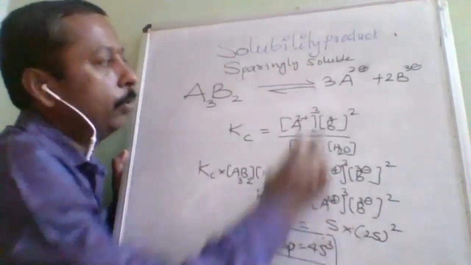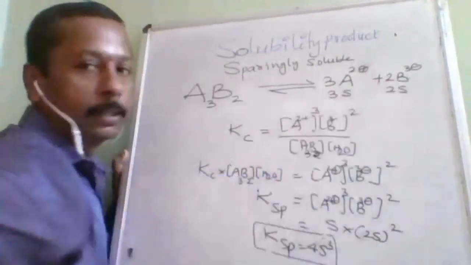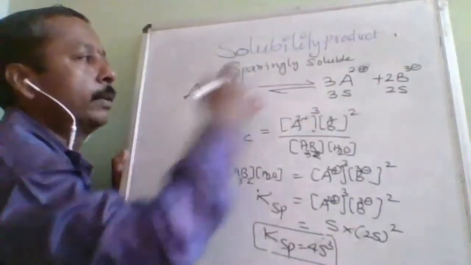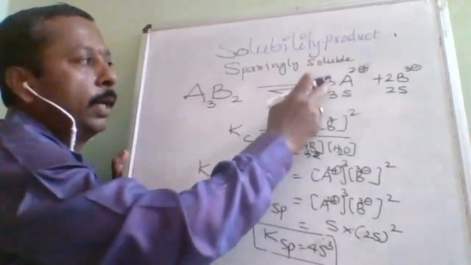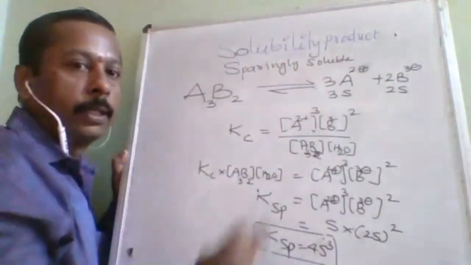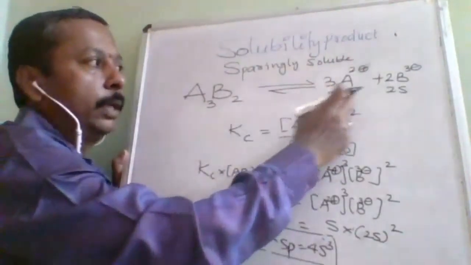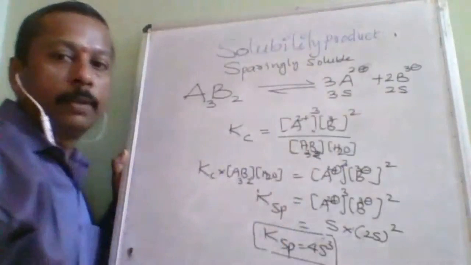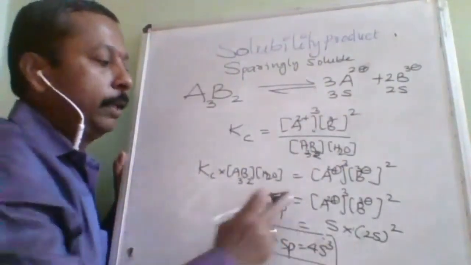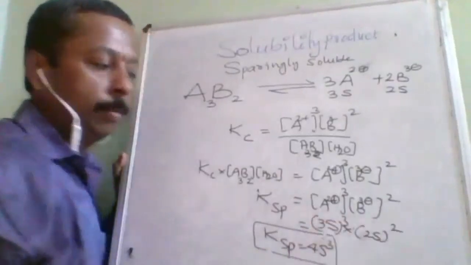So here A2 positive concentration will be 3s and it will be 2s. That means if 1 mole is coming out, this molarity is going to be 3 times, and its molarity is going to be 2 times. That's why its solubility is S. Its concentration is to be 3s and it is 2s. Likewise, it is going to affect us in the formula derivation. Here 3s to the power of 3, 2s to the power of 2.